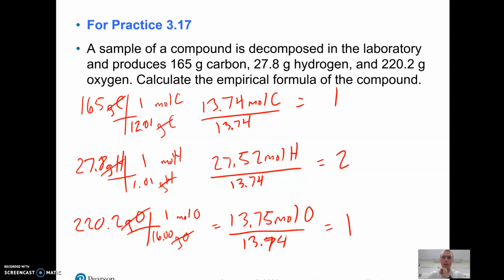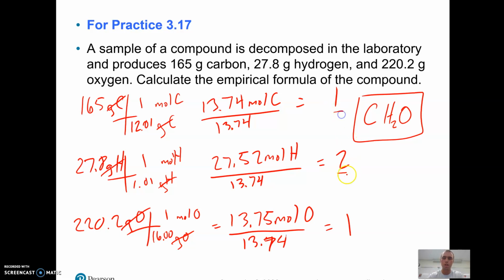Okay, I'm back. Since we have whole number ratios here, we can make this now into our empirical formula. So we have 1 mole of carbon, so we've got carbon, and we could put a 1 down there, but we won't since it's a chemical formula. Then we have H, and we have 2 H's, and we have 1 oxygen. So for this compound, the empirical formula would be CH2O. That is the most reduced form of this compound.